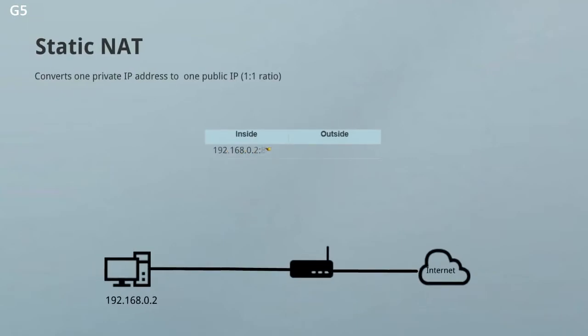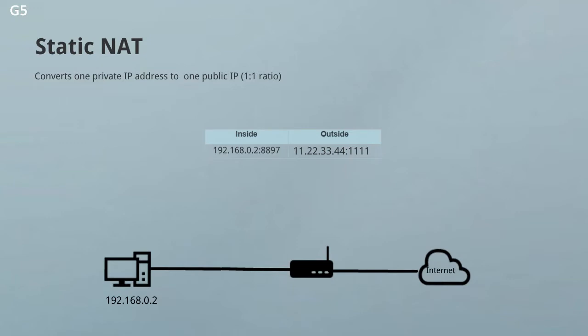Lastly, we take a look at static NAT. Static NAT converts one private IP address to one public IP address, a 1-to-1 ratio. Static NAT requires you to manually type in the entries to the NAT table. You tell the router which private address and port number translate to which public address and port number.